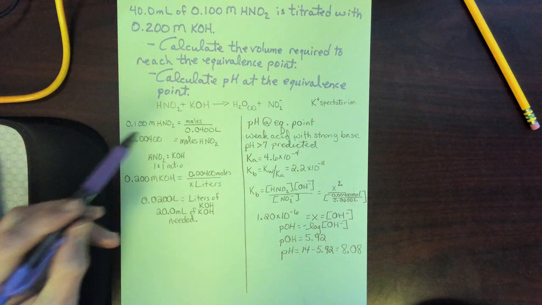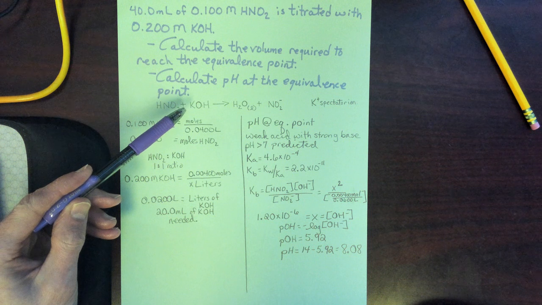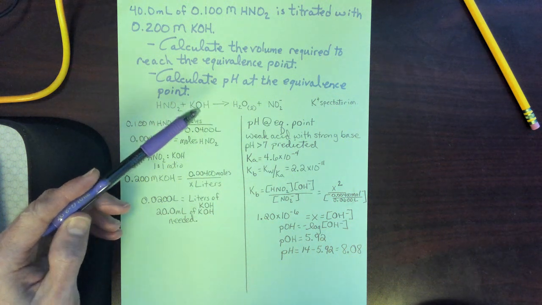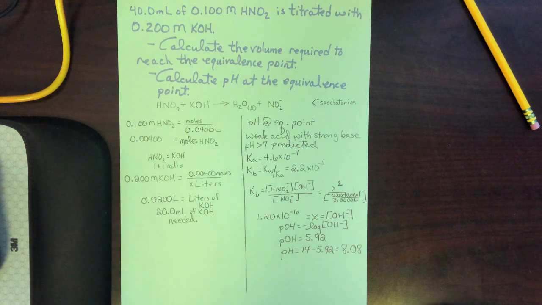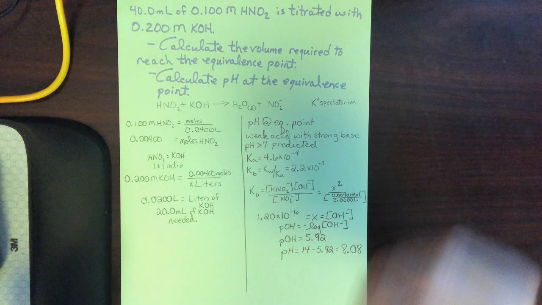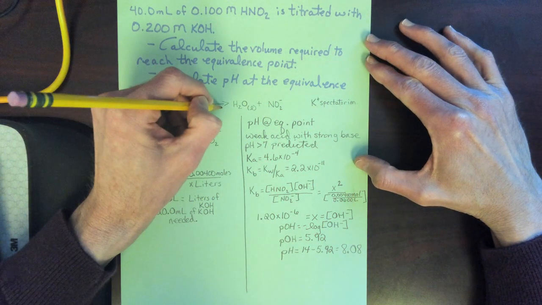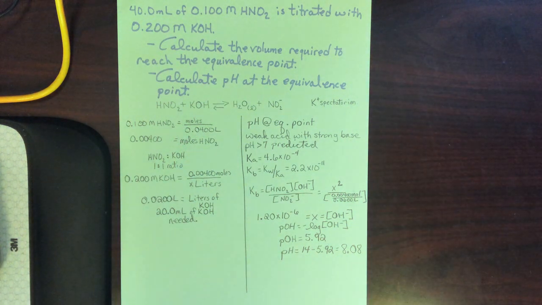So here's the reaction that's taking place. The nitrous acid is neutralized with potassium hydroxide to create water, and the salt would be potassium nitrite, but potassium is just a spectator here, so I'm not too worried about it. Now, equilibrium will be established on this.